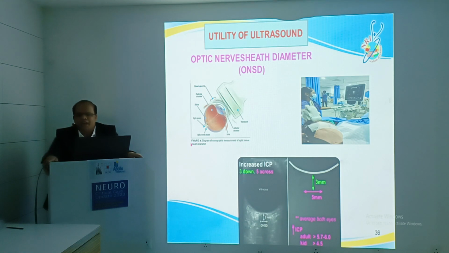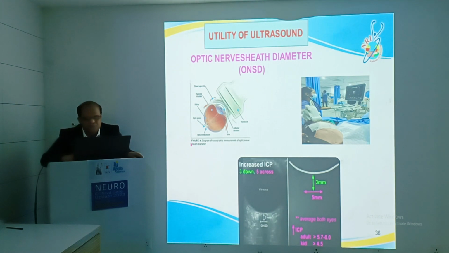You should have an adequate use of the jelly. So if you take 3 millimeters behind the globe and measure the optic nerve sheath diameter, if it is more than 5.7 millimeters, then it indicates that the ICP is more than 20. And if it is less than that, the possibility of ICP being more than 20 is less than 5%. That is, it has a high negative predictive value.